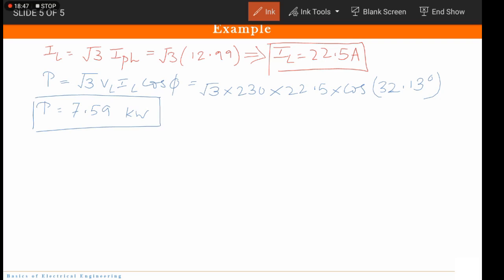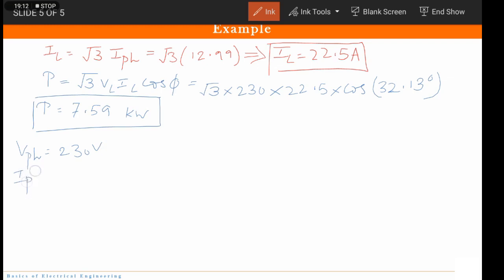Okay. So we are not asked to calculate anything else. Now we have to draw the phasor diagram. So what all will be required to draw the phasor diagram? First we have to have the value of phase voltage. What was phase voltage? Since it is delta connection, it is same as line voltage, so 230 volts.